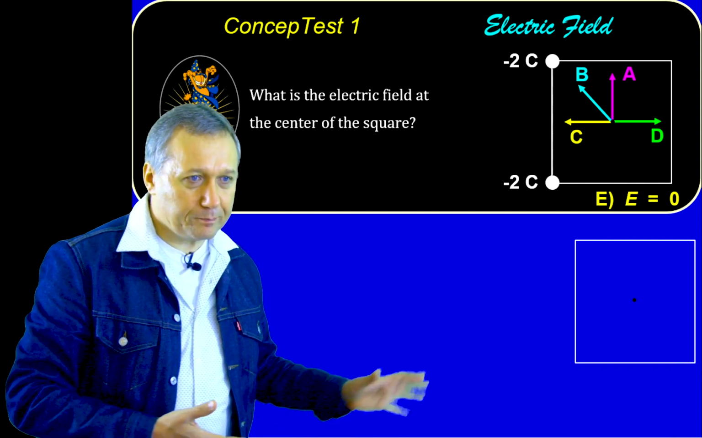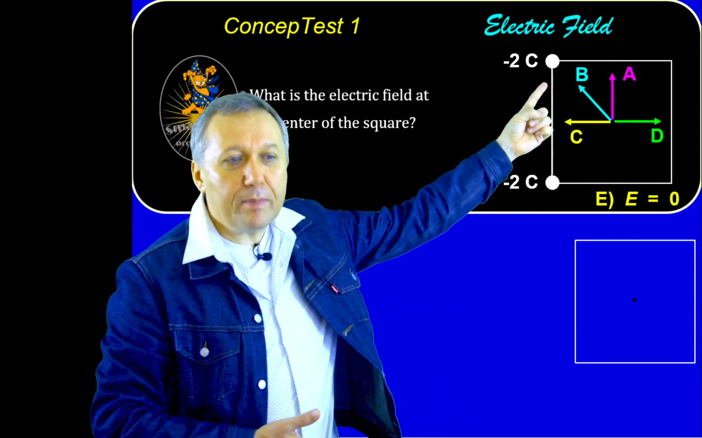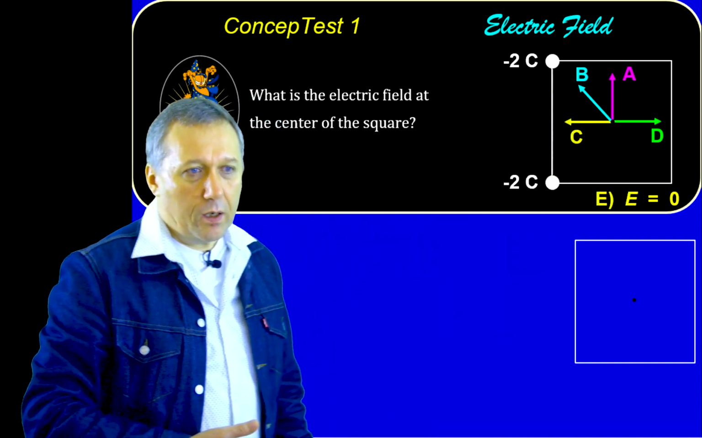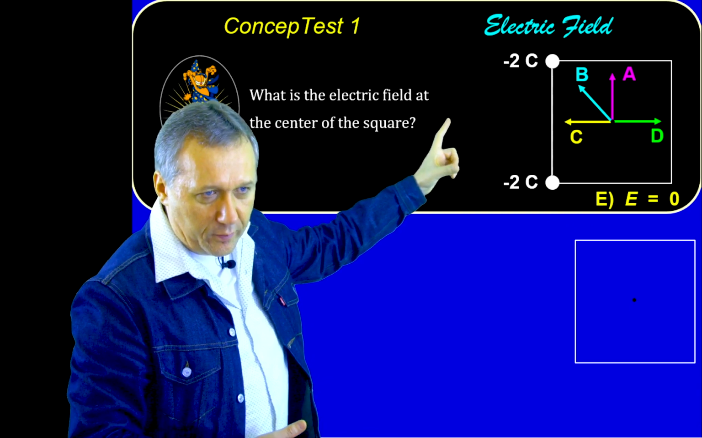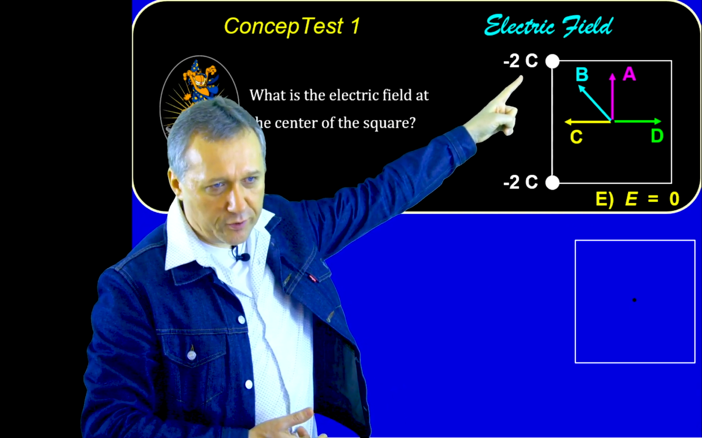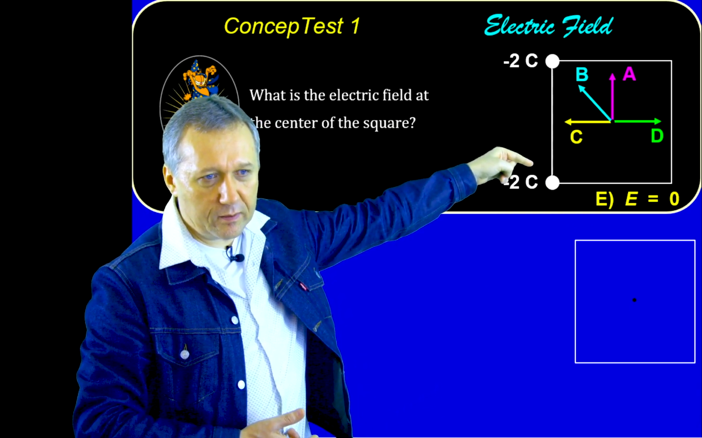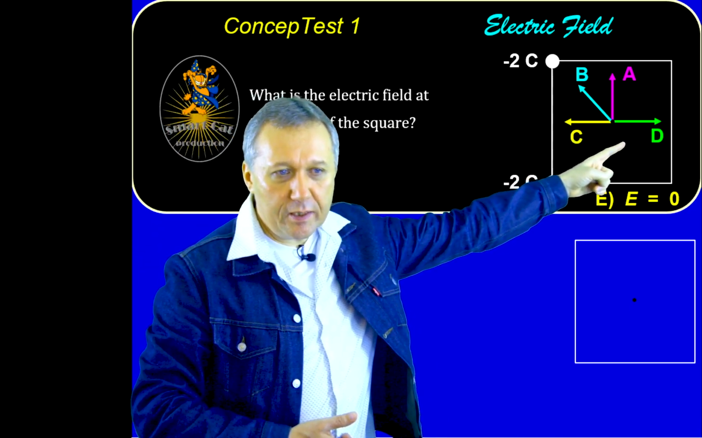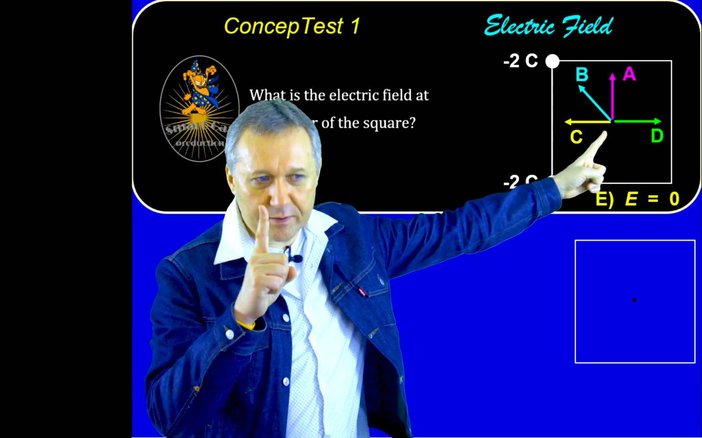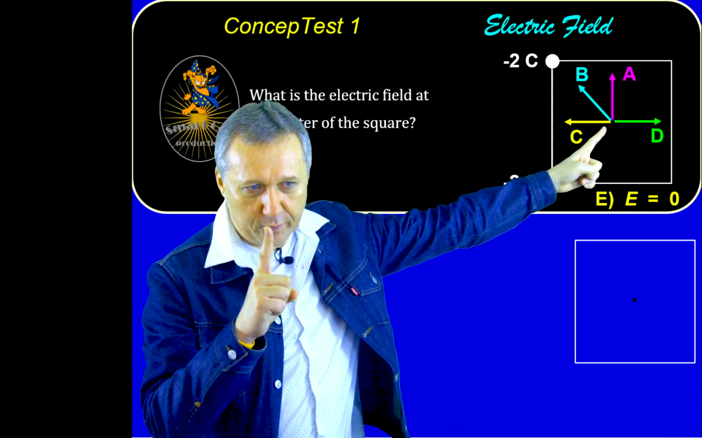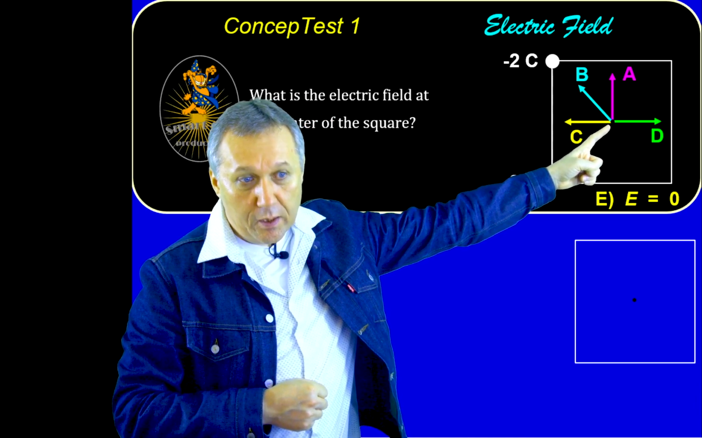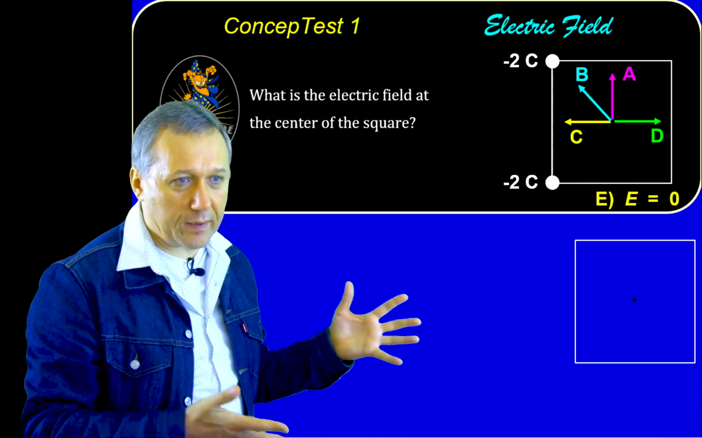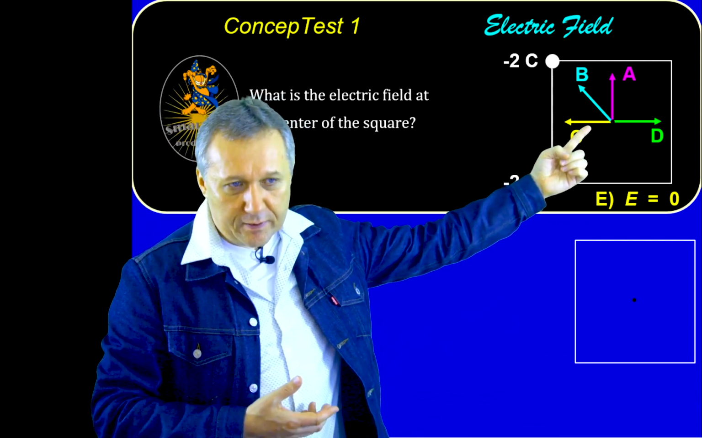So what do we have here? You see, we have sort of an imaginary square. It's a square, so the sides are the same. And in two corners of this square, we have two charges, -2 coulombs and -2 coulombs. Then we are interested in the net electric field at the center of the square. This is the center of the square. And so we need to pick what is correct about the electric field at the center.